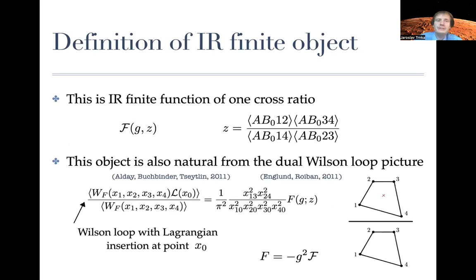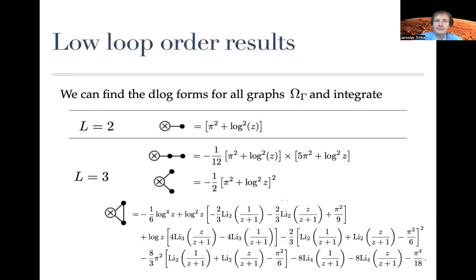Okay, now let me note that this object F has already been defined before in the context of Wilson loops. It's a ratio of 2 null polygonal Wilson loops, one with the Lagrangian insertion at the point x0, and the point x0 exactly corresponds to the loop that we are not integrating over, the AB, we call it AB0. It's a function of a single cross ratio. Yeah, it has this connection to the Wilson loops. Now, this object is not known to all loop orders, but there are results at weak coupling and results at strong coupling that were calculated. So there is a connection to the thing that was studied already before.